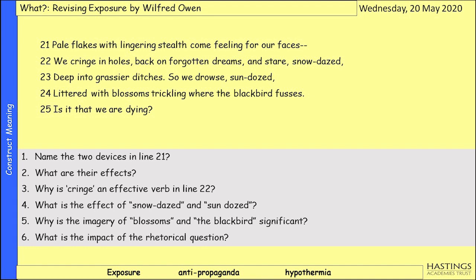Number 2. As ever with this poem, the use of personification makes nature seem calculated and evil and cruel. It's as if it deliberately wants to attack the soldiers. There's something very personal and eerie about the snow deliberately going to the soldiers' faces.